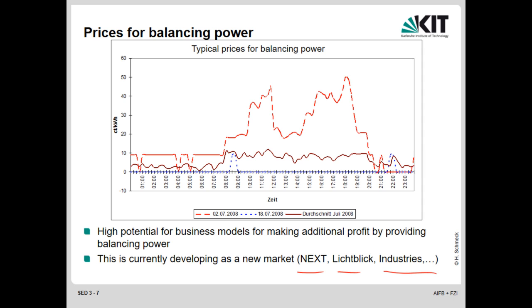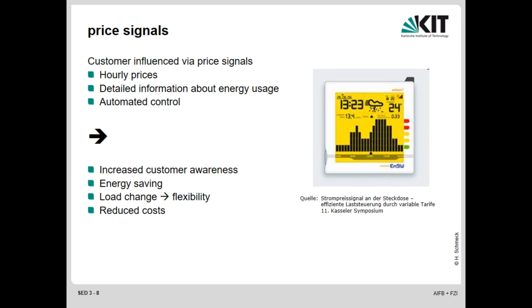Now, here we have seen prices for balancing power. The idea is that prices will usually provide an incentive to use or not to use power. And so there have been projects, there have been all kinds of settings where people say we have to provide time-varying prices for energy. So we assume that we can influence customers via price signals. Here you see an example of hourly varying prices.